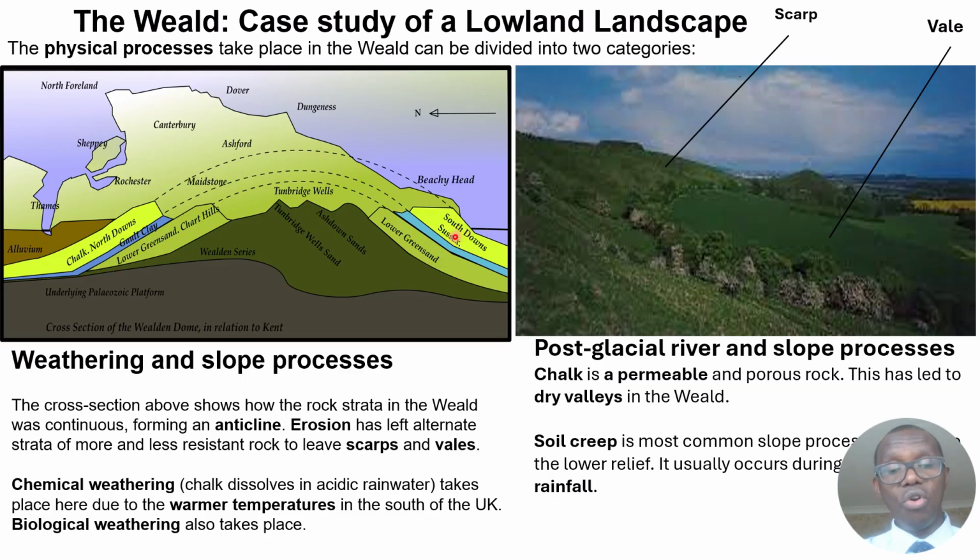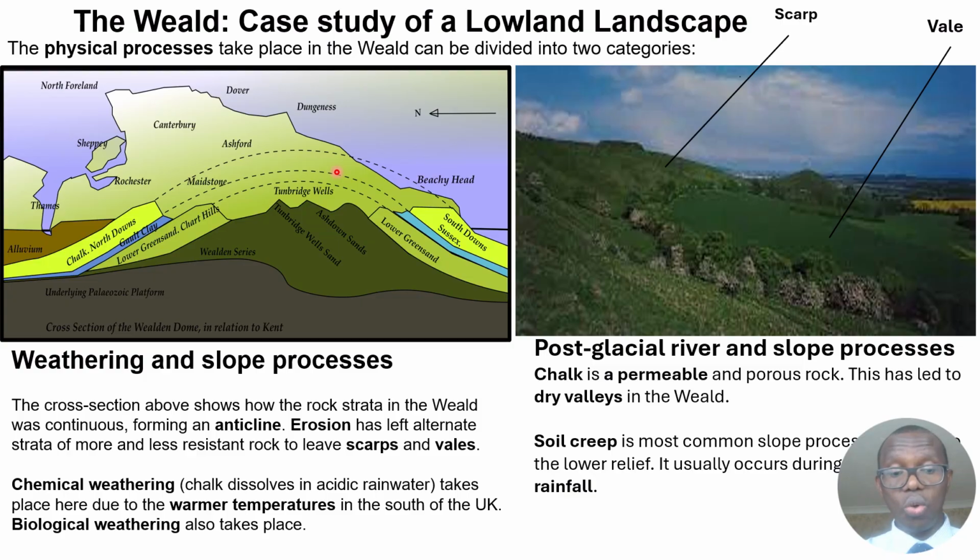But over time, erosion has left alternate layers or alternate strata of more and less resistant rock to leave scarps and vales. So you can see where the erosion has taken place here, and as a result of that, you have the scarps over here and the vales, which are the valley bottoms. So the scarps will be the steep hillsides, which you can see here, and then the vales will be at the bottom over here.